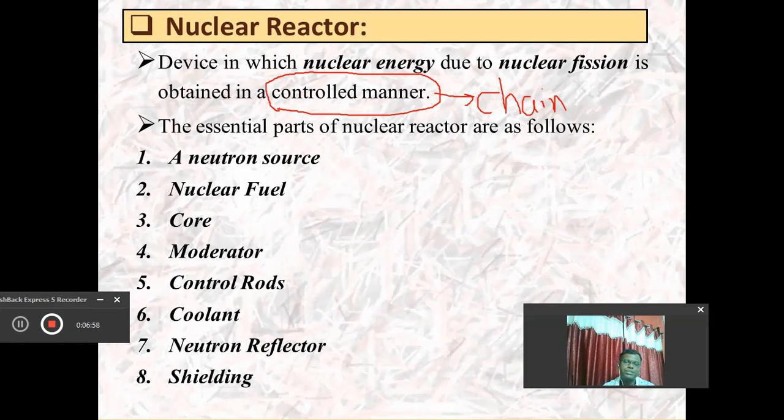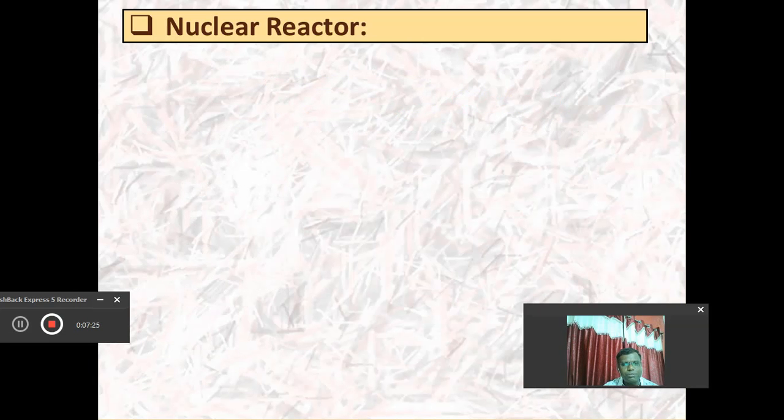Dear friends, I just tried to revise the nuclear reactor and its main important components. These are nothing but 7 to 8 components which are the essential parts of the nuclear reactor. Based upon the same, we are going to discuss the next topic, which is also based upon the nuclear reactor, because the components of the nuclear reactor and the device that we are going to discuss are not different.